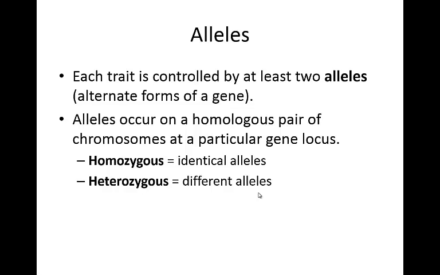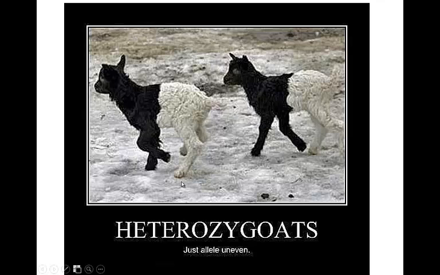Now the version that you get, if they are both identical, it's known as homozygous. If those 2 versions that you got from your mom and from your dad were different in any way, they're known as heterozygotes. Okay, so just to help you remember it, heterozygotes, just allele uneven.